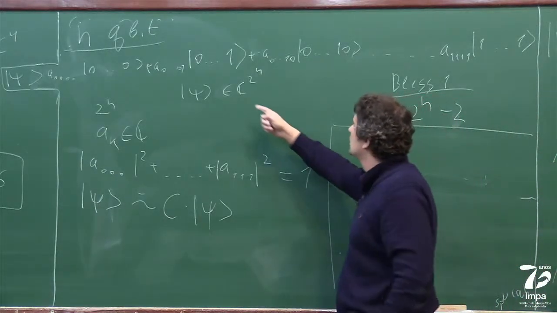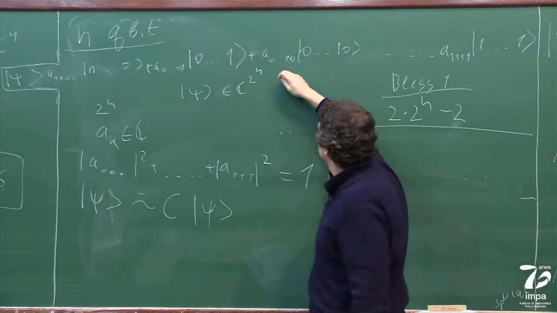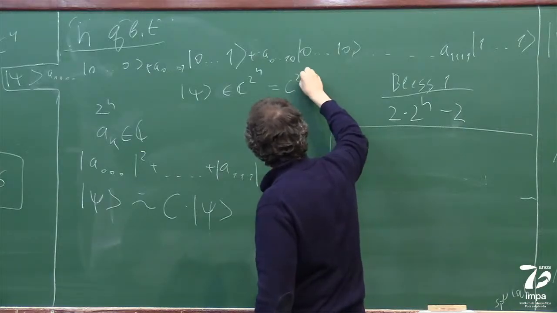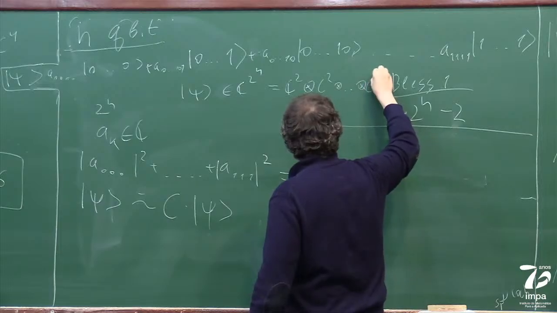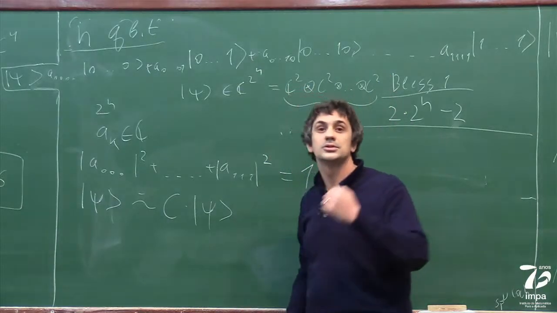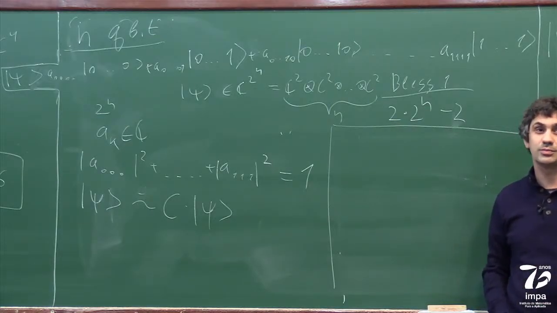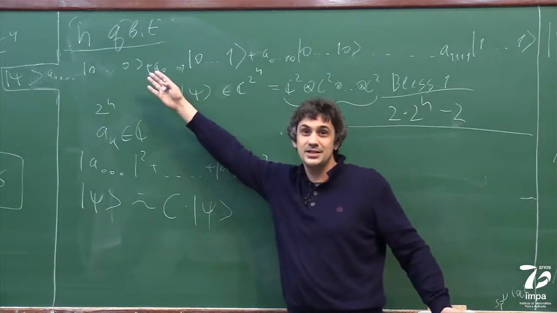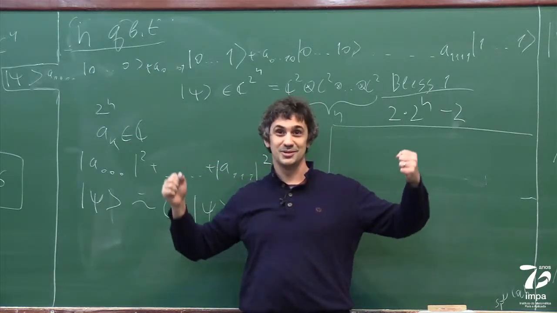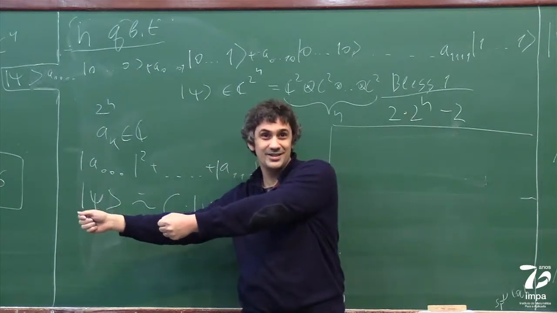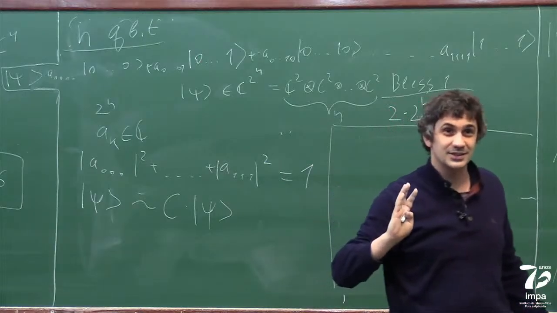So first of all, it's very convenient to consider this not just as C to the power 2^n, but as a tensor product of C^2 tensor C^2 tensor C^2, n times. And of course, what I did is exactly the same. If you go back to the definition of tensor product, what was the basis? You consider a basis of one, a basis of the other, and consider any combinations of them. And I did the same, basically.